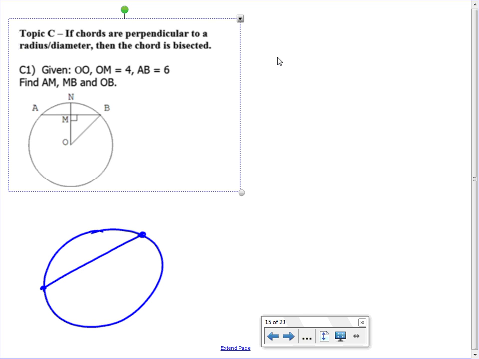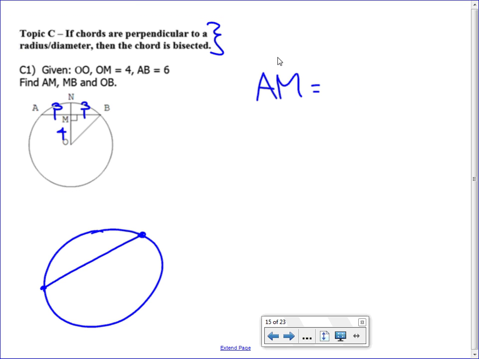So we're given that OM is equal to 4 units and AB is equal to 6 units. Well, this piece of information here is what we need. That chord is bisected by the radius, so this segment is equal to that segment. So if AB is 6, then half of 6 is 3. So each of those measures 3. We're told to find AM. So we know what AM is. The measurement of AM is equal to 3. So the measurement of MB is also equal to 3.